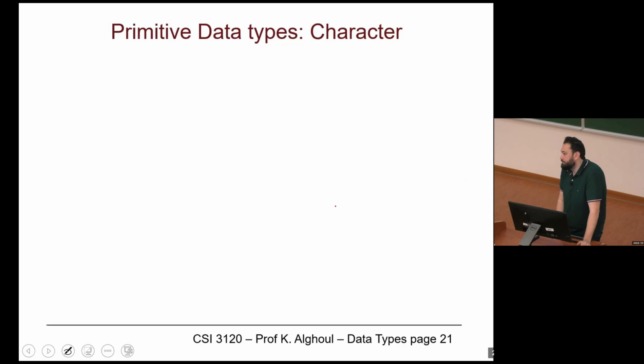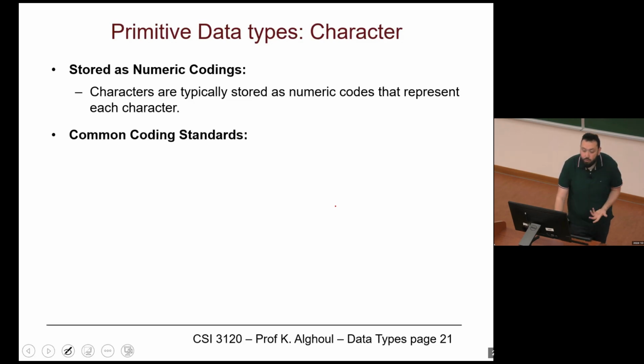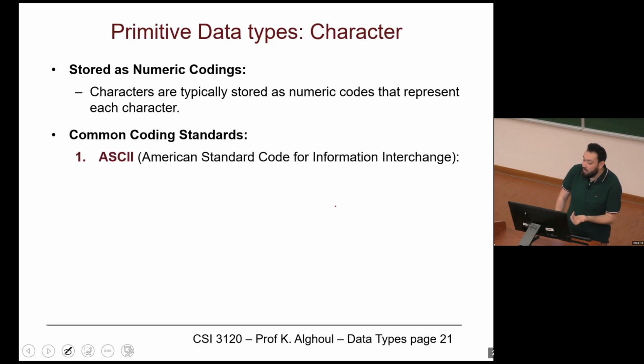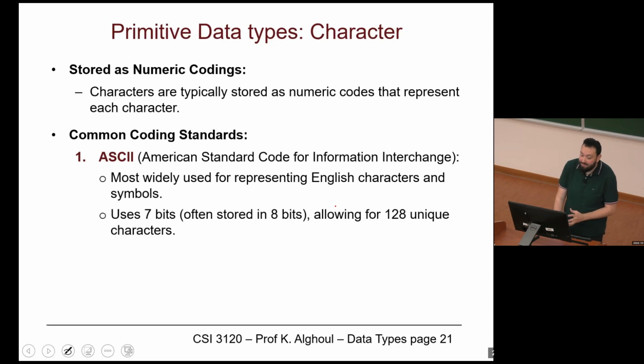Now, character. What is a character? Alphabets, right? So stored as numeric codings. Characters are typically stored as numeric codes that represent each character. Now, what are the common coding standards? ASCII, very good. You already took this. So ASCII is used to represent these. We're not going to go through details, of course, you already covered this. It's most widely used for representing English characters and symbols, uses 7 bits, often stored in 8 bits.